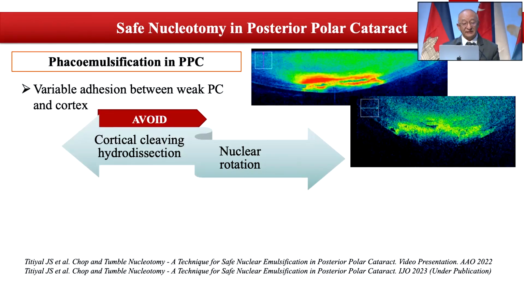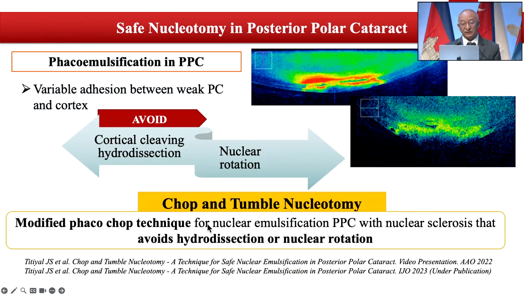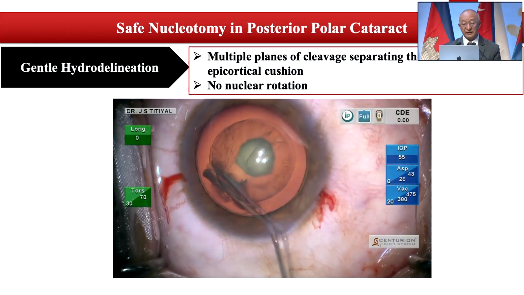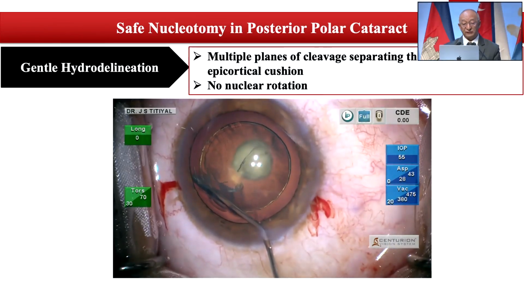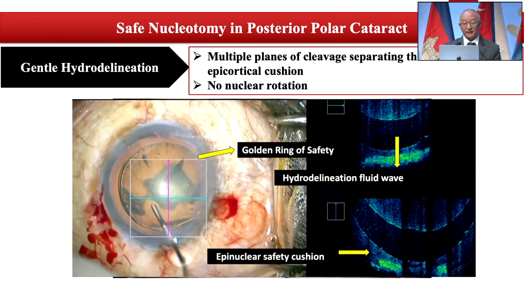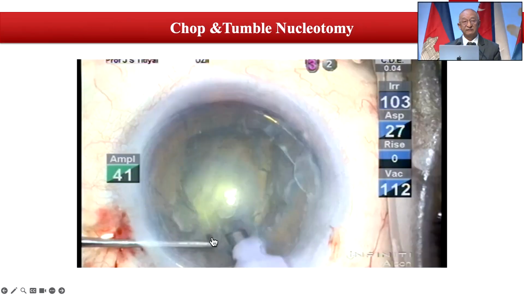As we classically say, avoid cortical cleaving hydrodissection in the posterior polar cataract. Do not rotate the nucleus. If you have these two things to be done, the nucleus management becomes difficult. There, I think the technique we described, chop and tumble technique, is very, very effective in these cases also, where we delineate the core of the nucleus, no rotation is done, and subsequently the procedure can be completed by playing in the middle without disruption of a cushion which protects the endothelium.